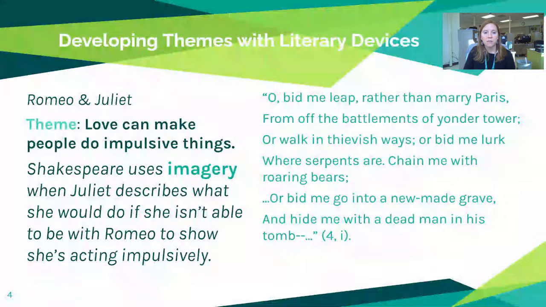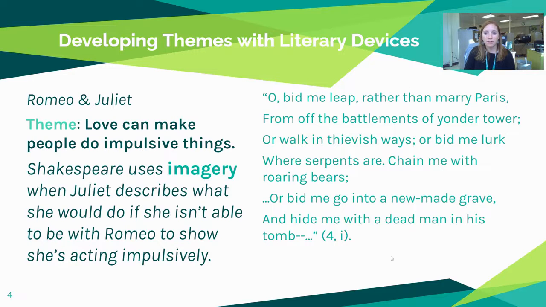This is an example that we used in our last theme notes, right, about Romeo and Juliet. So the theme we said was that love can make people do impulsive things. This is an example, a piece of text evidence from Act 4, Scene 1. And this is an example of imagery. So my short explanation here, I'm sure you can do better with explanations, but this is a little short one, is that Shakespeare uses imagery when Juliet describes what she would do if she isn't able to be with Romeo to show that she's acting impulsively.